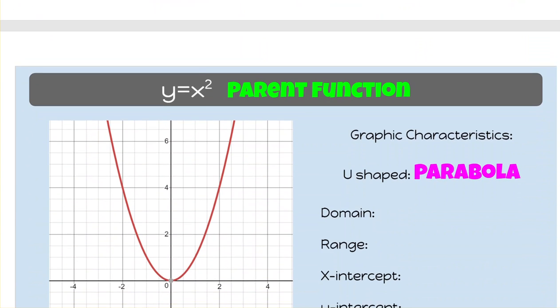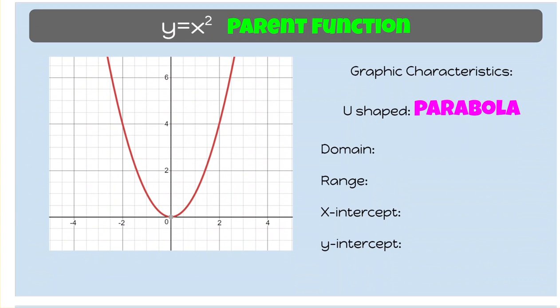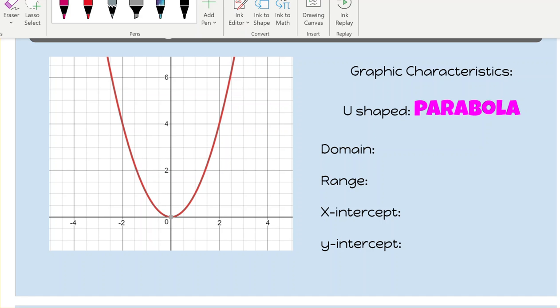Now that we have an x and a y value with an equation, we can actually graph on a coordinate plane, again, because we have the x and the y value. This is what we call the parent function of a quadratic equation. And it's basically the most basic quadratic that we can graph. As you can see, the shape of this is a U shape, and we call this a parabola.